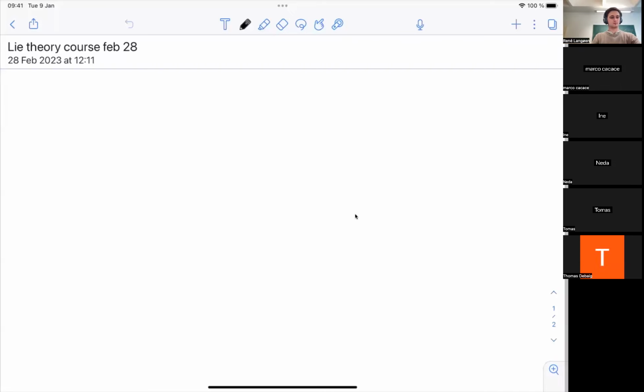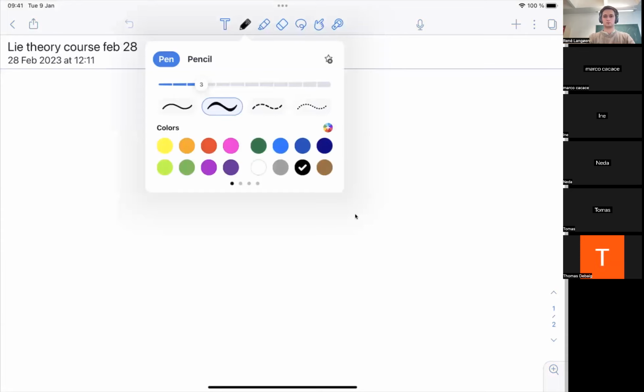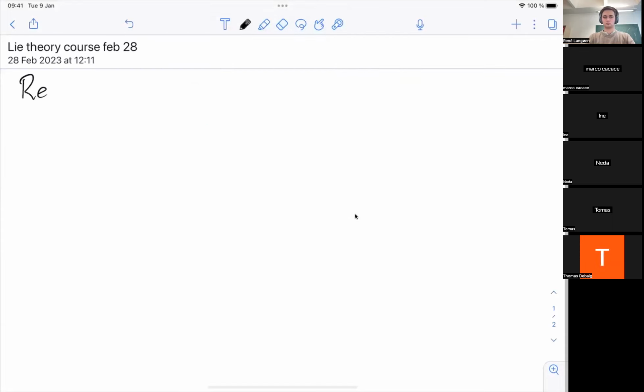So yes, today we're starting with chapter 4 in the book, chapter 5 in the notes, since we're doing it in a slightly different order. So today we're starting with representations.